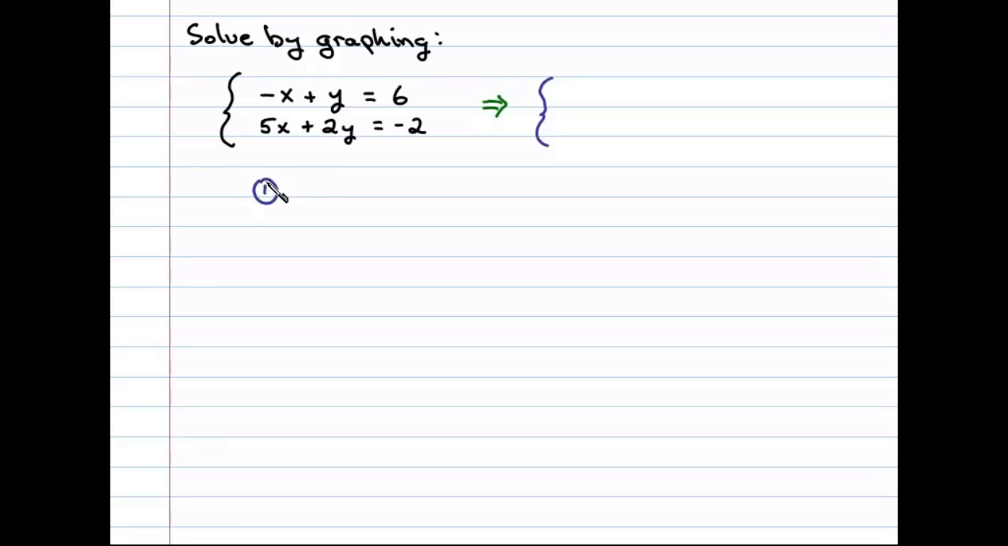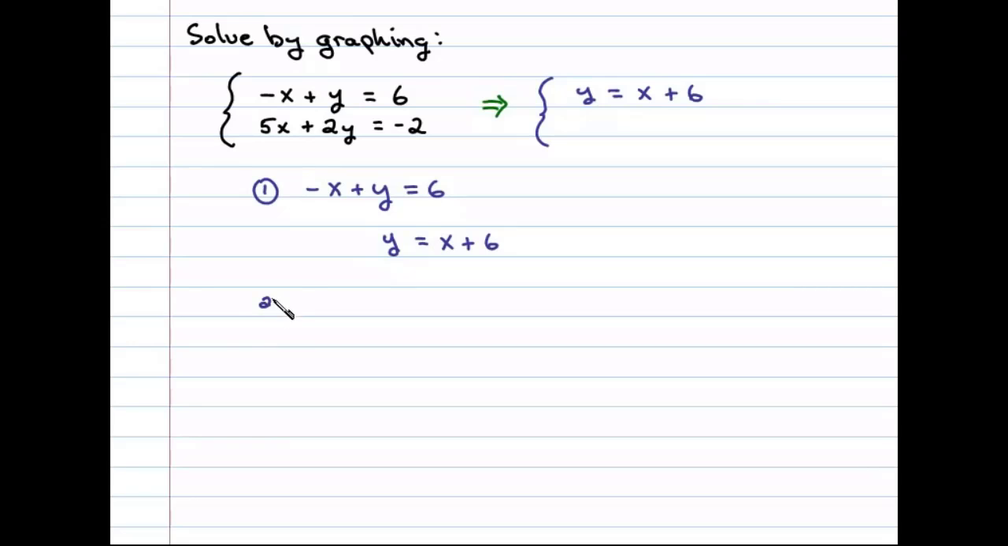Let's begin with equation 1. Negative x plus y equals 6. We can solve for y here if we add x to both sides. That leaves us with y equals x plus 6. So we'll write that in for our first equation.